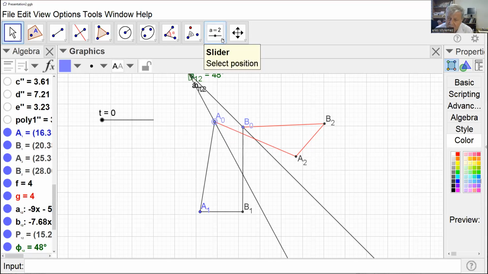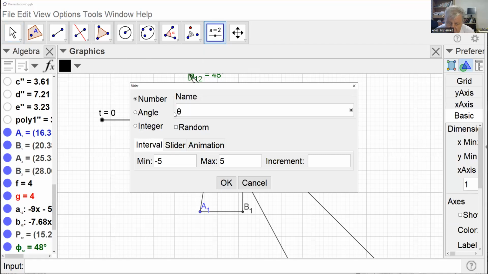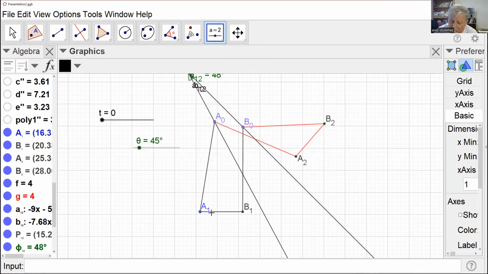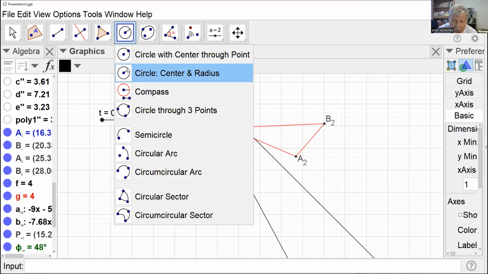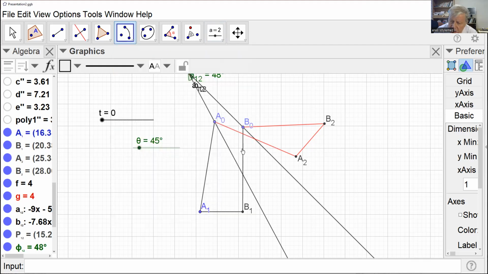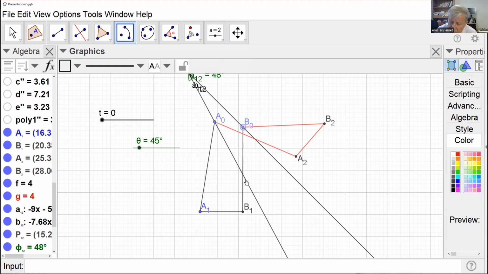Now, again, let me show something. This time I'll call this angle theta, 0 to 360, I don't care, I do it like this. Once I have the 4-bar, now I'm going to perform the analysis to show you that it is possible. First, I will draw a circular arc with center B0.